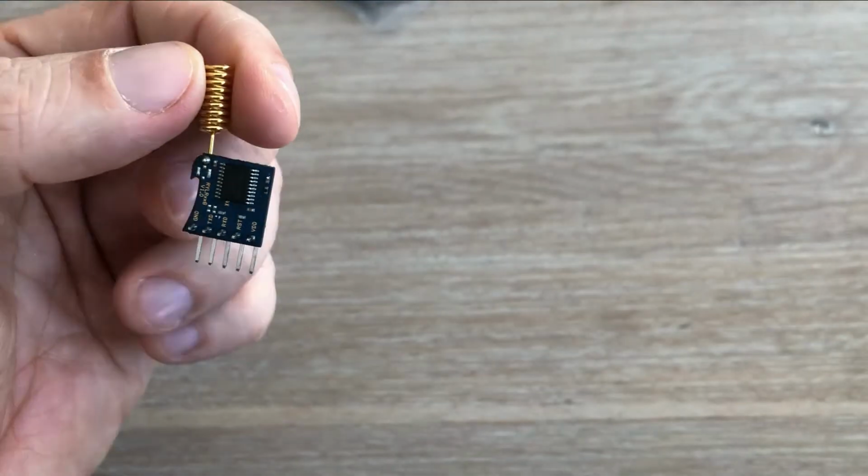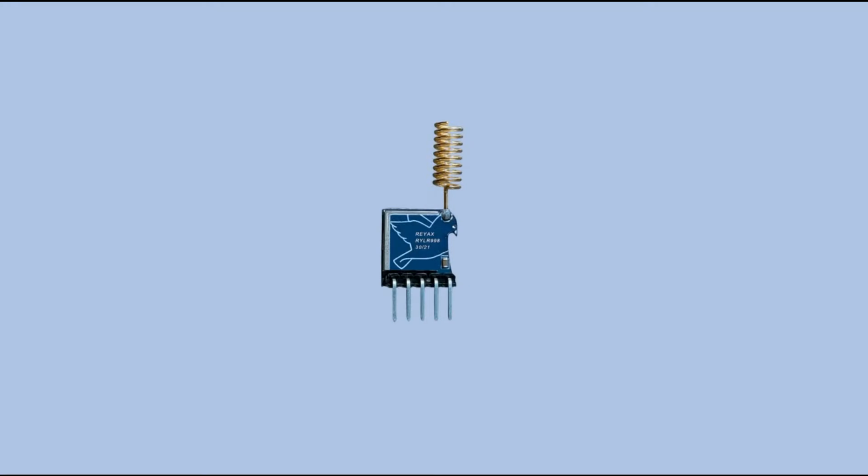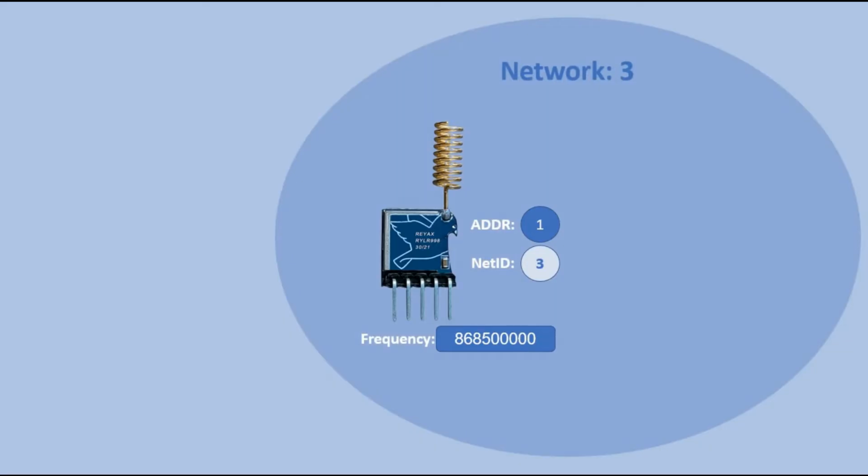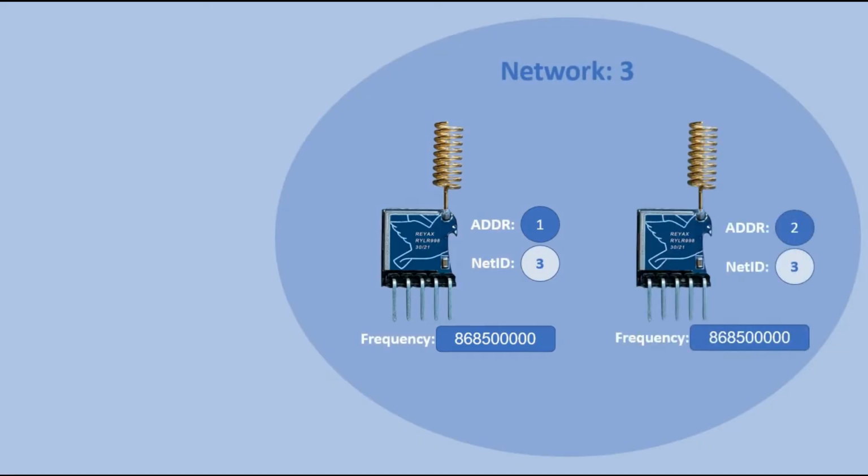So how does the LoRa communication work? Each LoRa module has some basic parameters configured. First one is the address. It can range from 0 to over 65,000. The address needs to be unique. Second is the frequency. Next is the network ID. It can be anything from 3 to 15 and also 18, which is the default value. All LoRas with the same network ID belong to the same network.